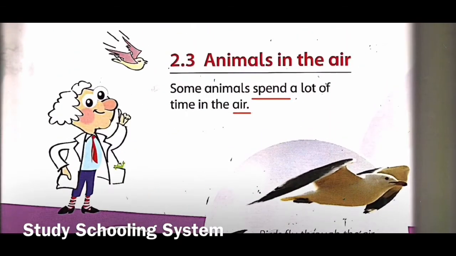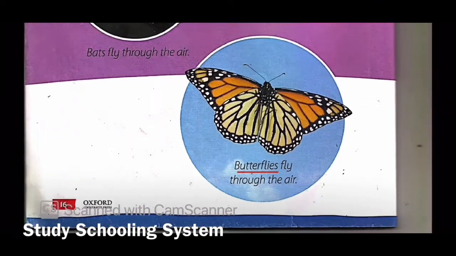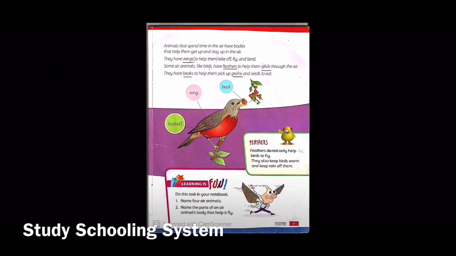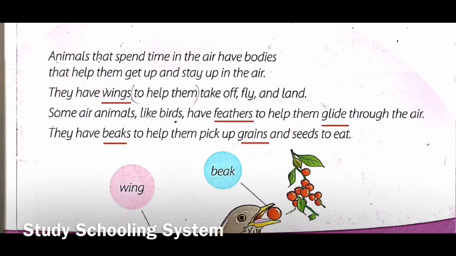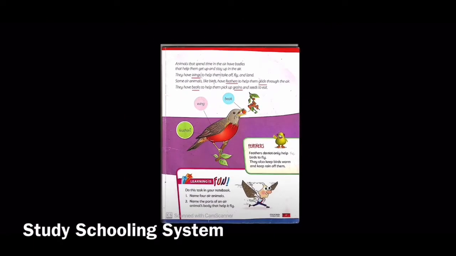So come back to this page. You will underline spend, air, through, butterflies, and then on the next page you will also underline wings, feathers, glide, beaks, grains. Okay, these are all in the same paragraph, and then that is all of your hard words.